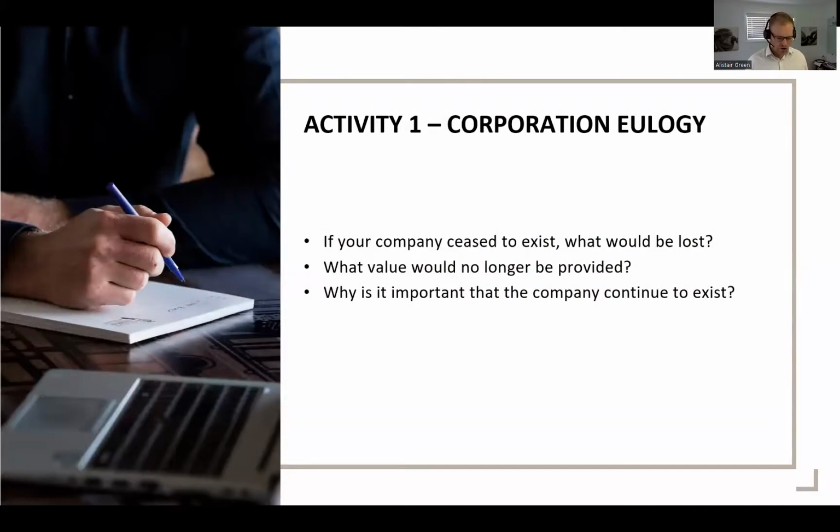What I want you to do is take 30 seconds now to think about, if your company or organization or your department did not exist, what would be lost? What value would no longer be provided to your customers, to your stakeholders, to your members? And then ask yourself the question, why is it important that you do the work that you do? So just take 30 seconds to think about that and jot down some ideas.